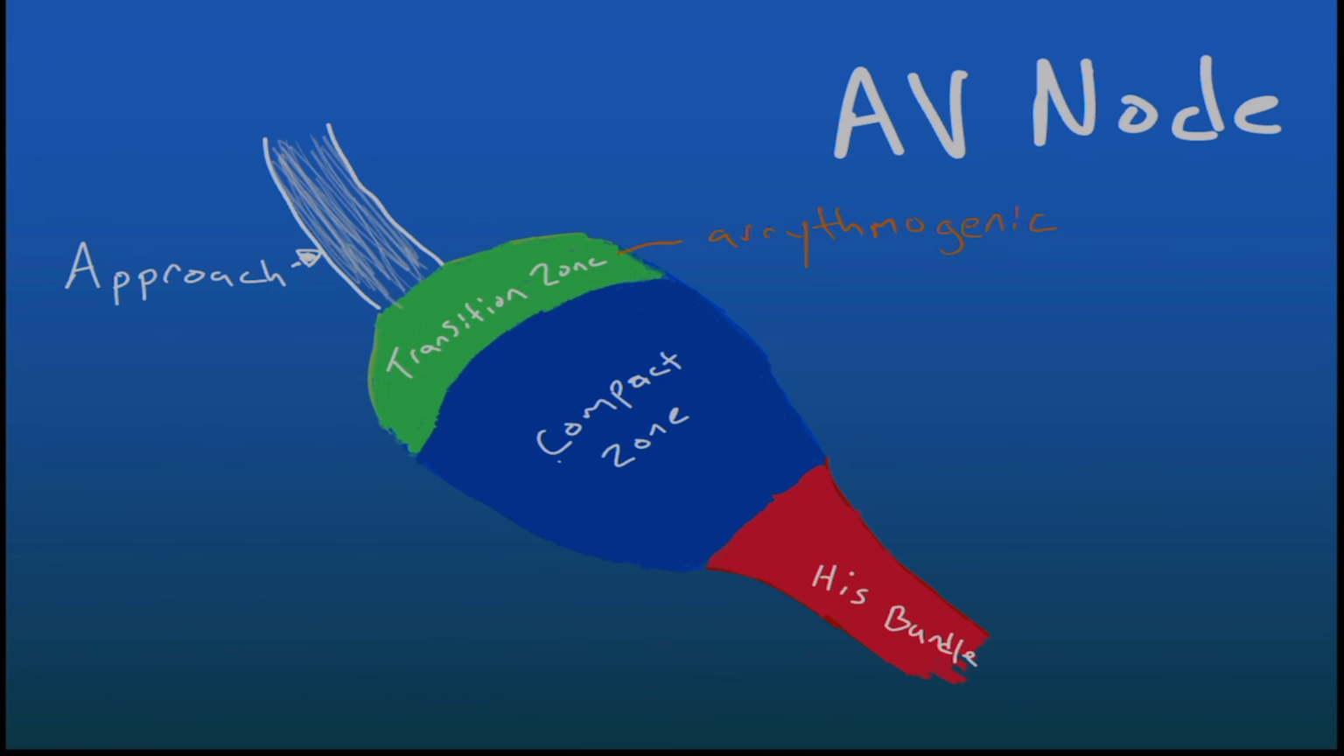The core of our AV node is called our compact zone, and this is where you're going to find the automaticity or the pacemaking function of our AV node. Next, we have the bundle of His, and its job is to send the impulse very quickly to the bundle branches, right, to our bundle branches. And that's the basic anatomy of our AV node.